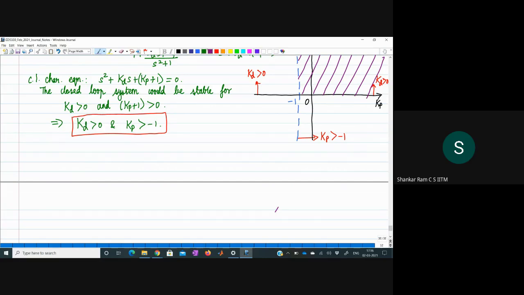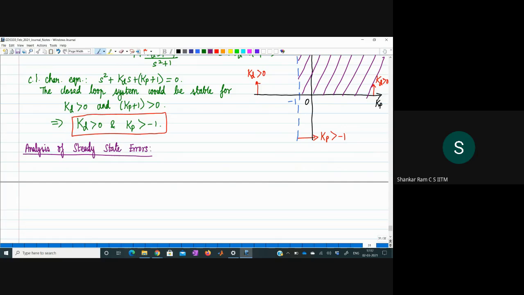Fine. Any questions on this example? Okay, then we will move on to the next topic. One topic which is of importance is analyzing the steady state error. So what is this analysis of steady state errors?